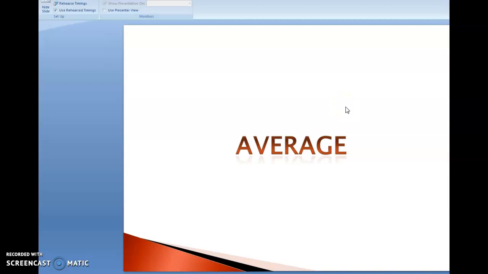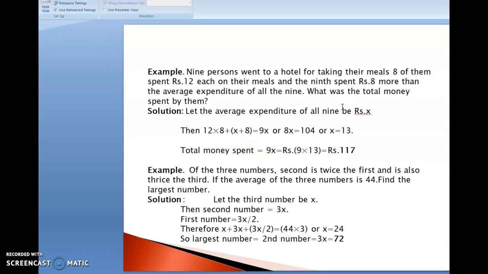Hello. In this average topic we have completed a few problems and now we are going to continue with the next problem. The next example is: 9 persons went to a hotel for taking their meals. 8 of them spent ₹12 each on their meals and the 9th spent ₹8 more than the average expenditure for the 9. What is the total amount spent by them?